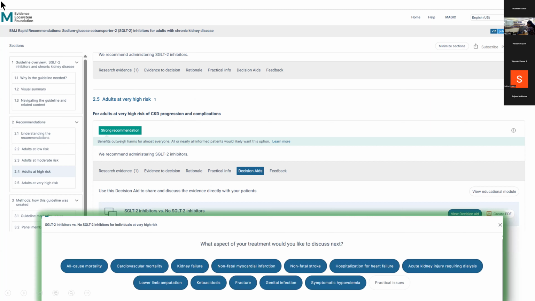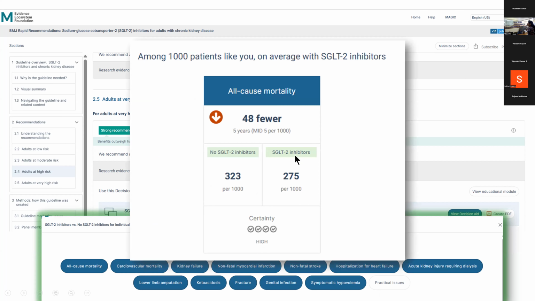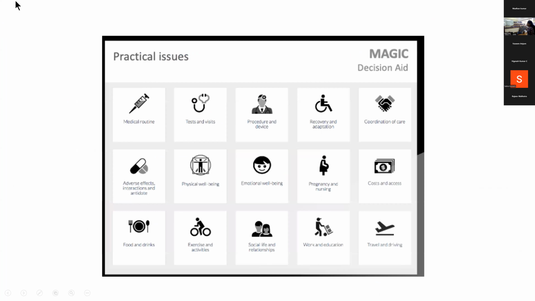If I click on that, the next pop-up tells you what aspect of treatment you would like to discuss. Do you want to look at the all-cause mortality or cardiovascular mortality, etc.? You also have an option for practical issues. If I click all-cause mortality, I get a pop-up screen saying, for 1,000 patients like you, if I give you SGLT2 inhibitors, 48 fewer patients would die. So this actually helps the patient to make a decision. And they've also given the evidence certainty.